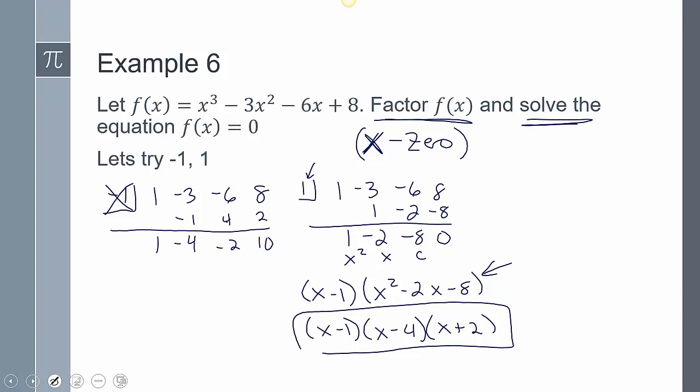The other thing it says is to solve the equation. That means I have to know what my zeros are, and so my zeros are going to be 1, 4, and -2. So this is the answer.